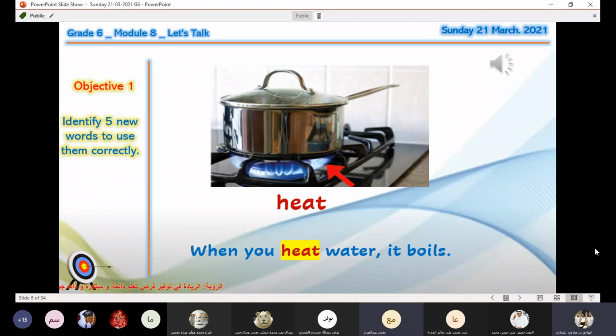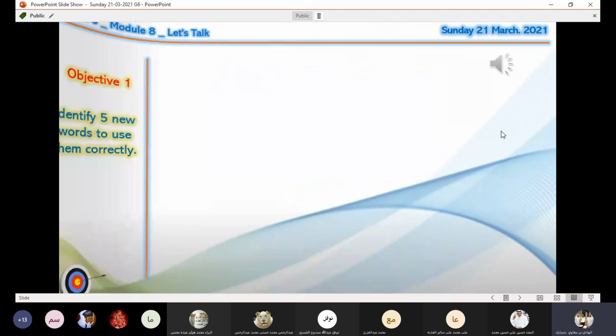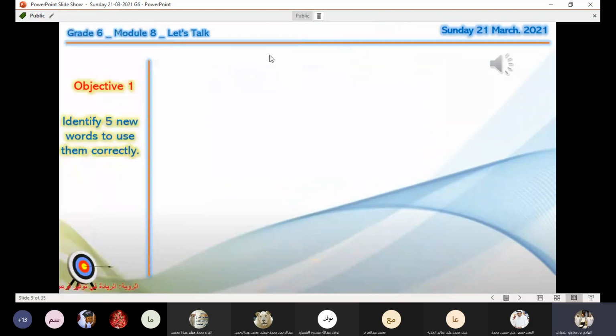Muhammad Abdul Aziz: When you heat water, it boils. MashaAllah alaik, very good. When you heat water, it boils. Very good. Of course, when you heat water, it boils. Thank you so much, Abdul Rahman. I really appreciate your taking part in this lesson. Thank you so much.